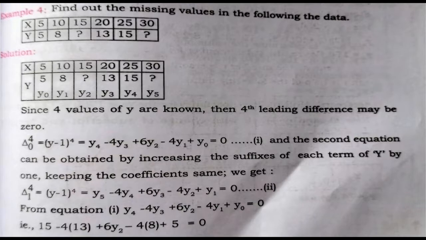Here is the problem. Find out the missing values in the following data. The data is given like this: x and y. x is 5, 10, 15, 20, 25, 30, and y values are 5, 8, and this we have to identify, 13, 15, and this we have to identify, right?